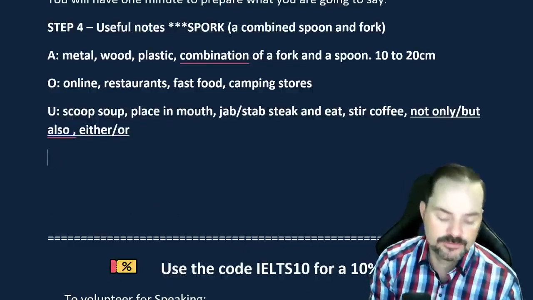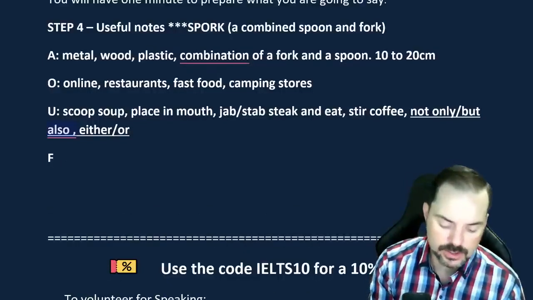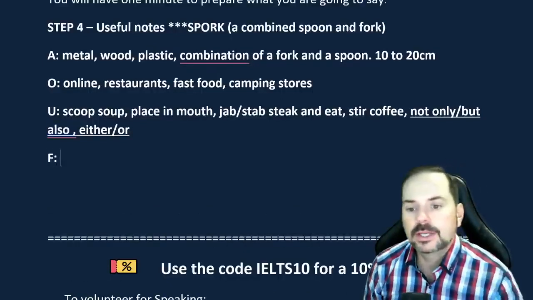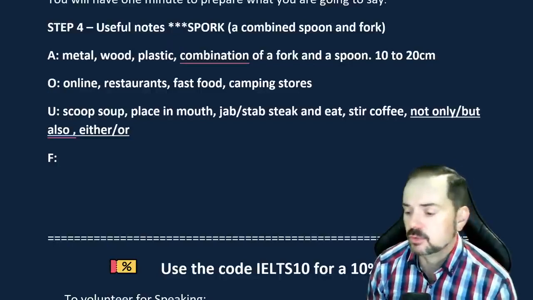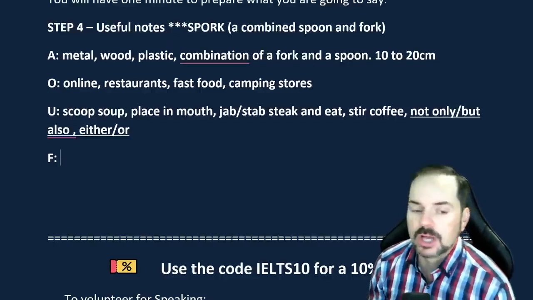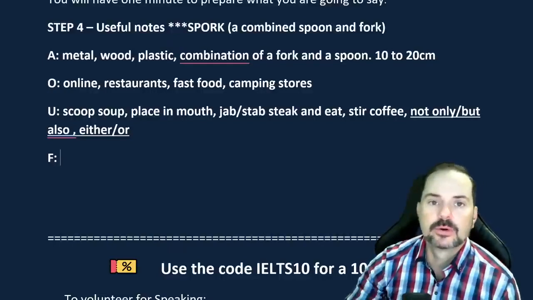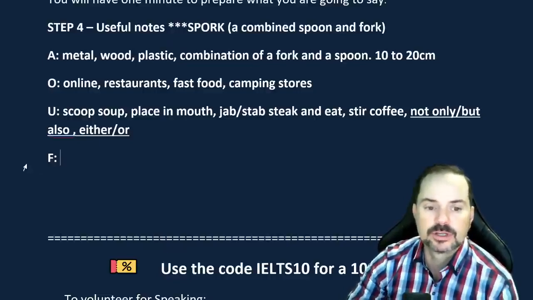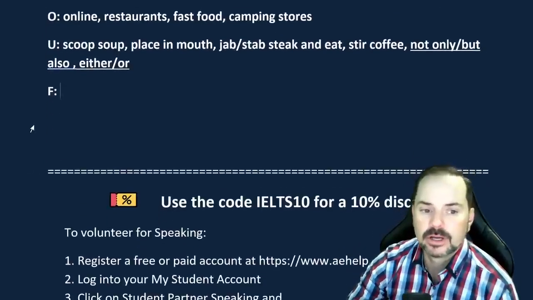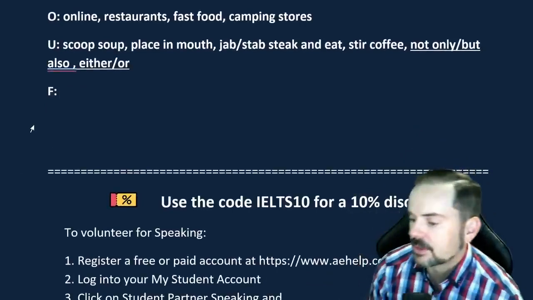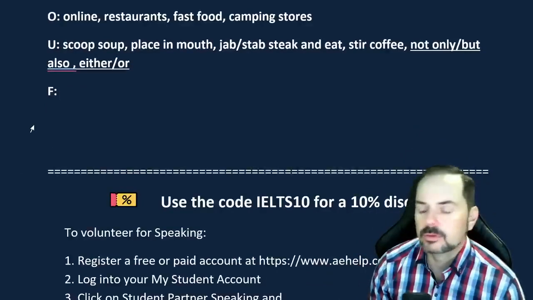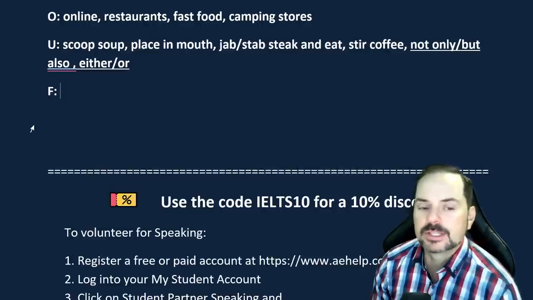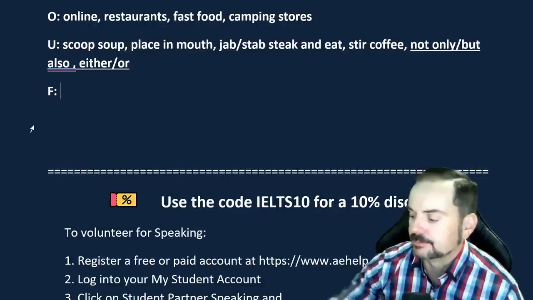What do you think is the function? So why not have a spoon and a fork? So why have this multi-tool? What's the logic of having a spork? Why in the world would somebody invent the spork even if we have a spoon and a fork. And think about a camping store as well. So why would we do this? There's a couple of good reasons, and function, you should always think about it.